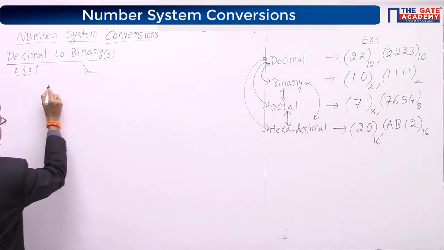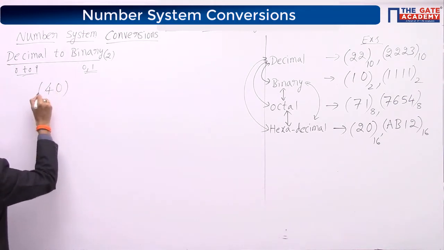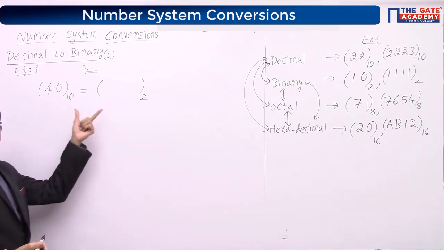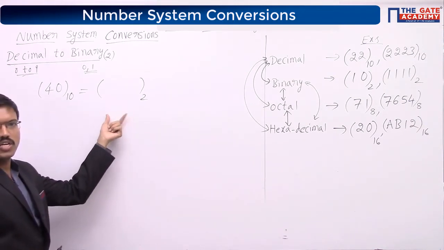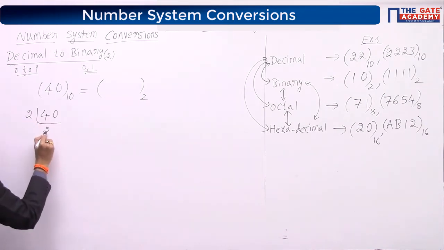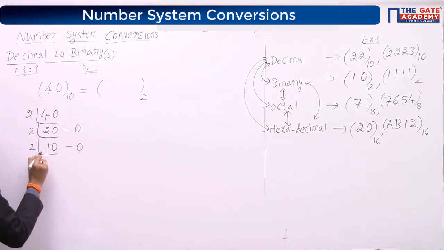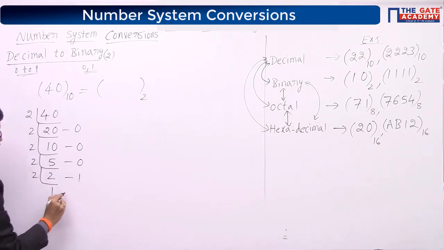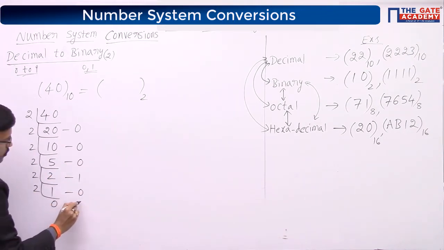So here I am considering 40 is the decimal number. I want to convert into binary. Here I will do the repetitive division. 2 20s are 40, remainder is 0. 2 10s are 20, remainder is 0. 2 5s are 10, remainder is 0. 2 2s are 4, remainder is 1. 2 1s are 2, remainder is 0. 2 zeros are 0, remainder is 1.